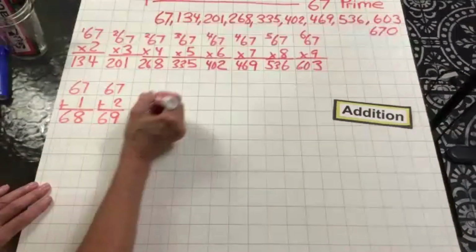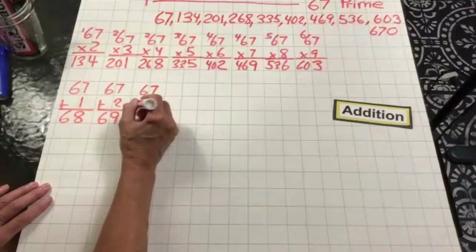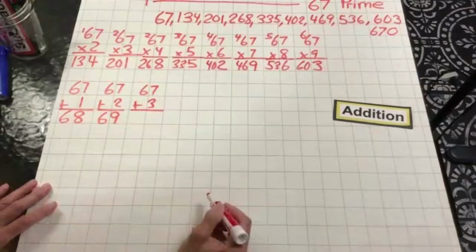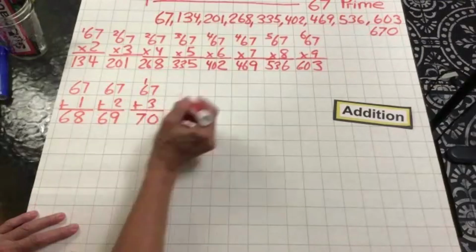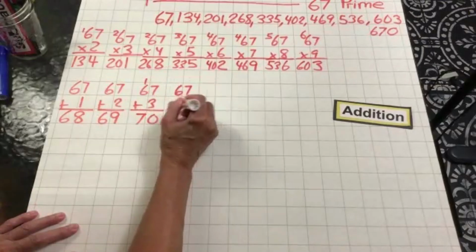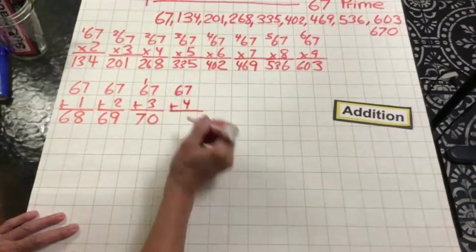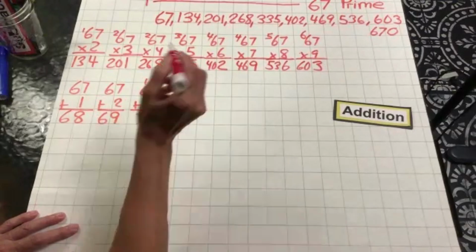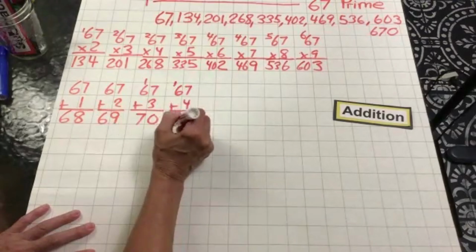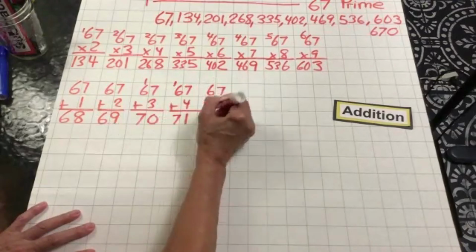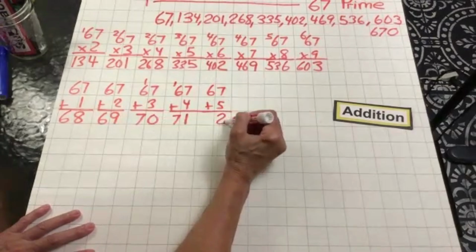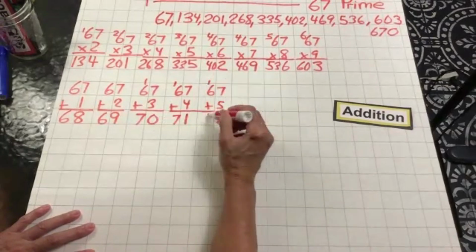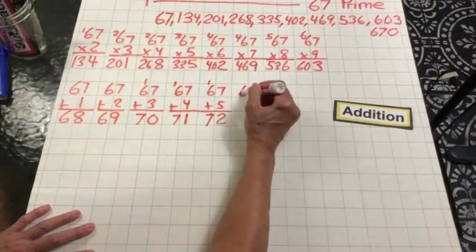6 plus nothing is 6. 67 plus 3. 7 plus 3 is 10. Drop the 0, carry the 1. 1 plus 6 is 7. 67 plus 4. 7 plus 4 is 11. Drop the 1, carry the 1. 1 plus 6 is 7. 67 plus 5. 7 plus 5 is 12. Drop the 2, carry the 1. 1 plus 6 is 7.